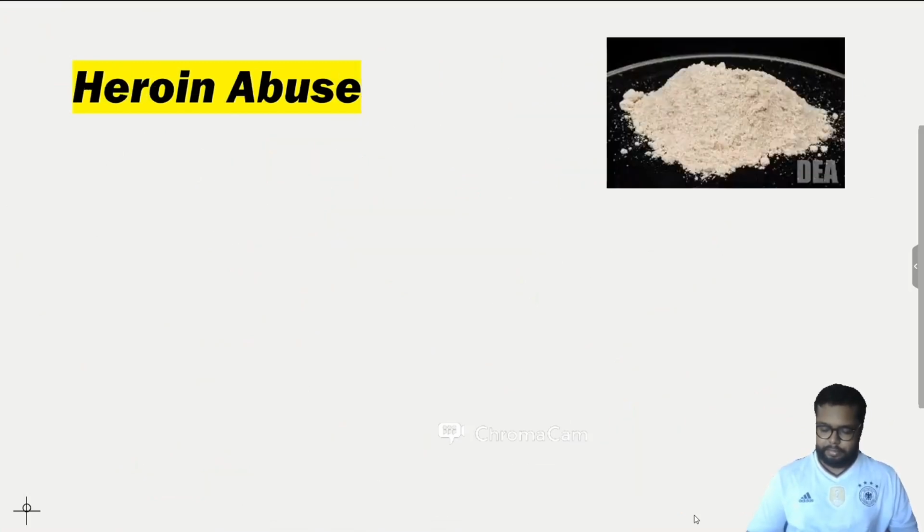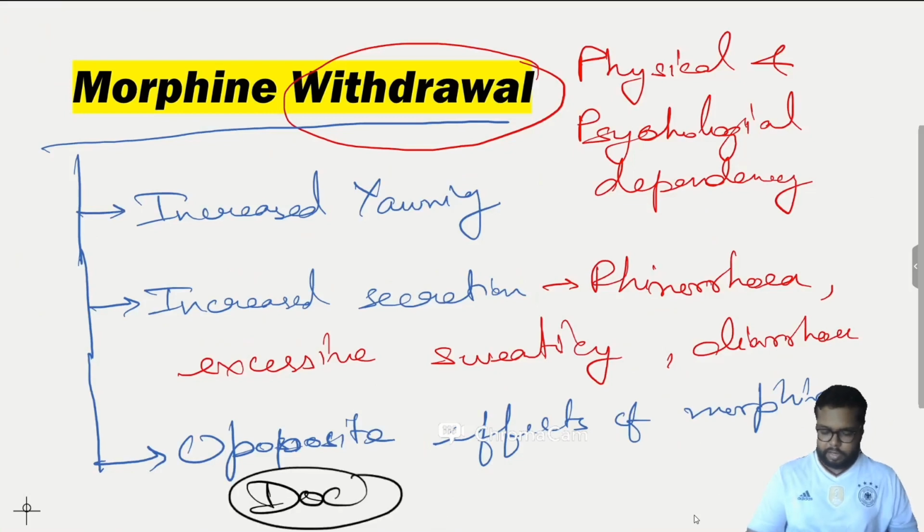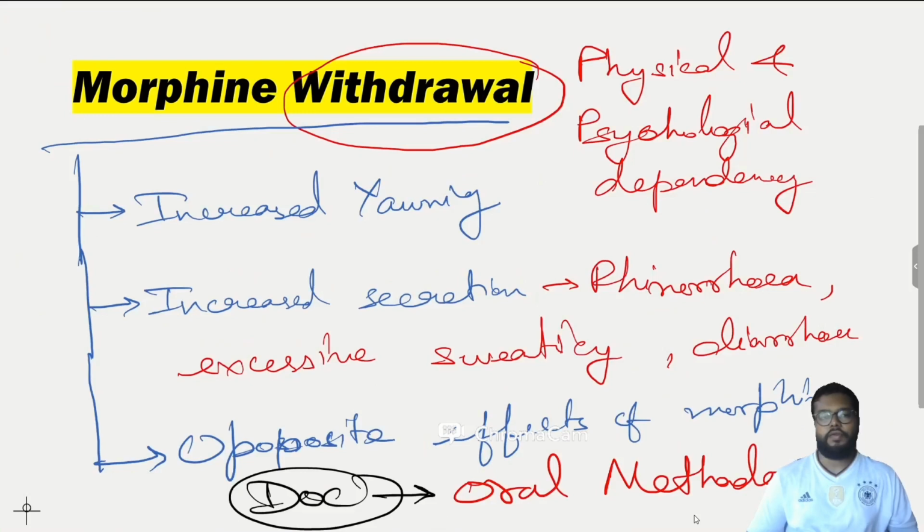Next, in morphine withdrawal, physical and psychological dependency. Because of this morphine, we are having withdrawal symptoms. Increased yawning will be there, increased secretion like rhinorrhea, excessive sweating, diarrhea. Opposite effects of morphine, like instead of miosis, mydriasis is happening. So what is the drug of choice for it? Drug of choice is oral methadone. We are using oral methadone for morphine withdrawal symptoms, and not only for withdrawal symptoms, also for addiction. This is the drug of choice for withdrawal and addiction.